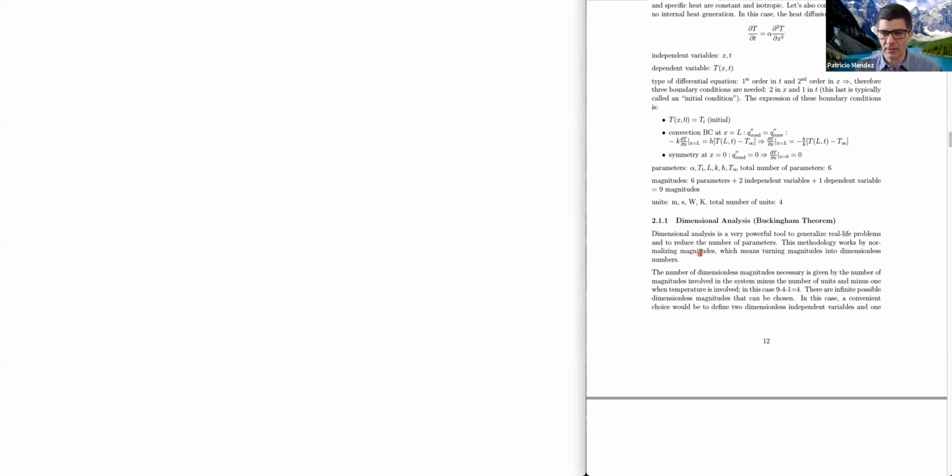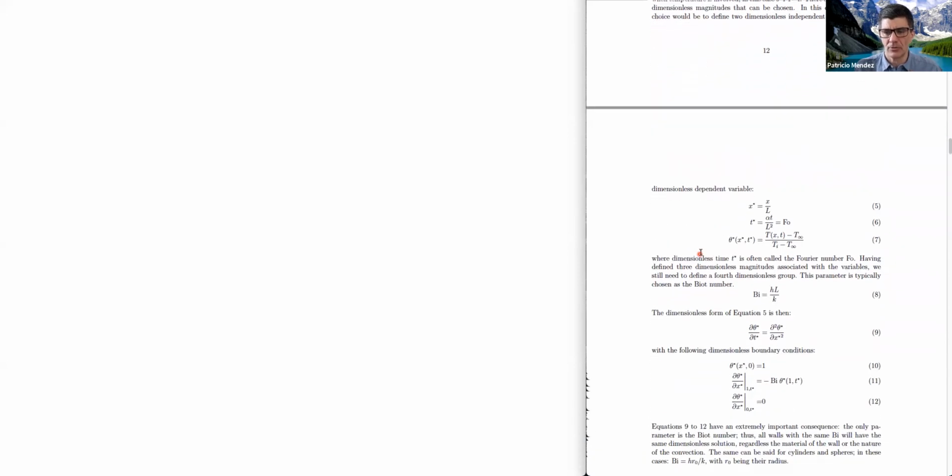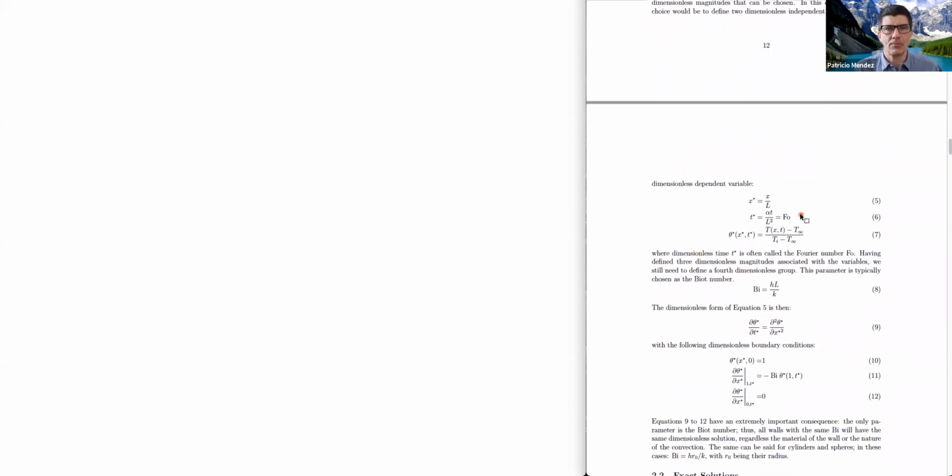But it's even more interesting because of those 4 magnitudes, 3 magnitudes are variables. We have now a dimensionless space, dimensionless time, and dimensionless temperature. I still need 1 more dimensionless magnitude, according to Buckingham's theorem, and we can choose anything. The book, and I agree, chooses B odd, the B odd number.